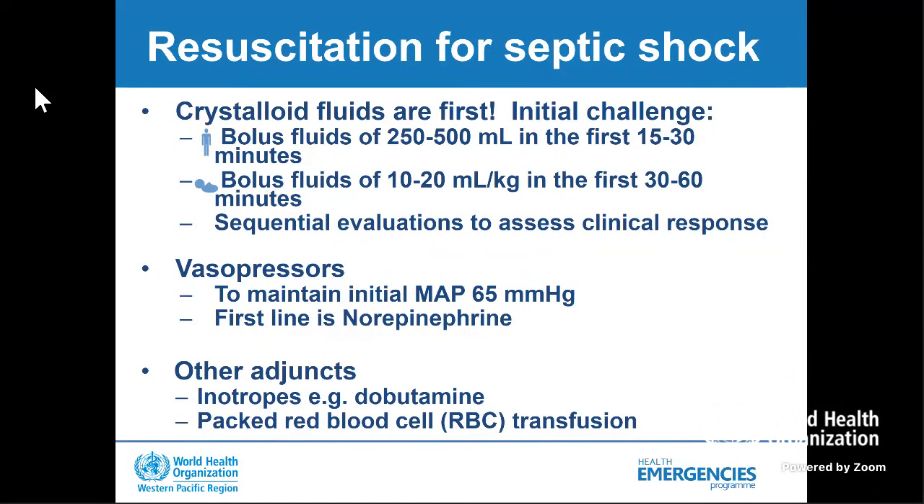So for resuscitation for shock, use targeted resuscitation. First line is fluids. These are boluses followed by sequential evaluations to assess clinical response. And second is vasopressors to target a mean arterial pressure of 65. And first line is norepinephrine. The other medications are adjuncts to use in other situations.